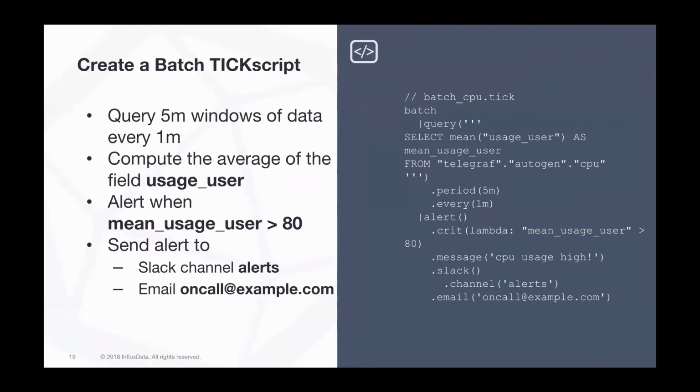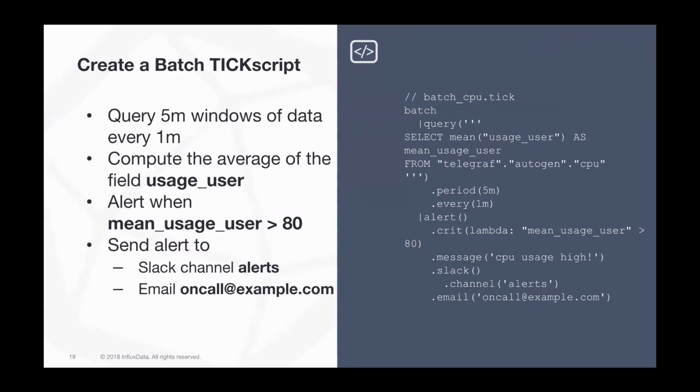Okay, so here you can see a little bit more complex of a batch TICKscript. So the top area is the same. We're still running a batch task. We're querying our Telegraf database, trying to find the mean of usage_user from the measurement cpu, dividing that into 5-minute windows. And then below that, you'll see instead of logging, we're using the alert method.